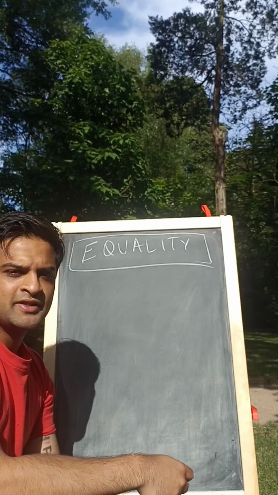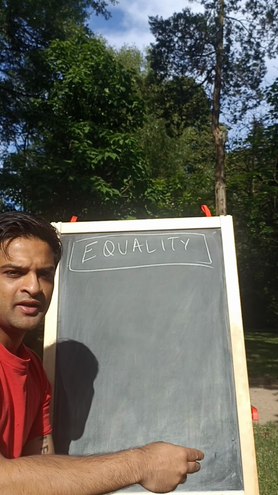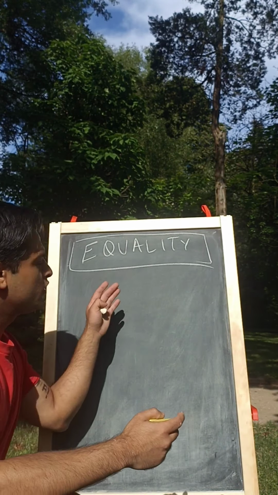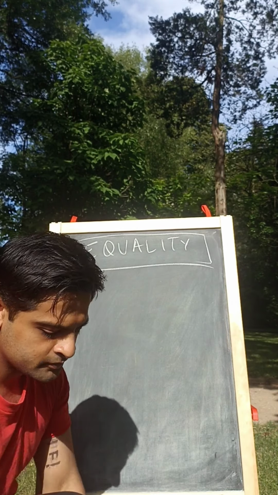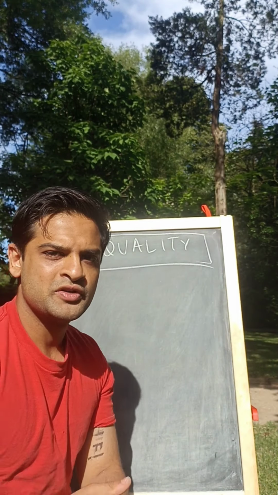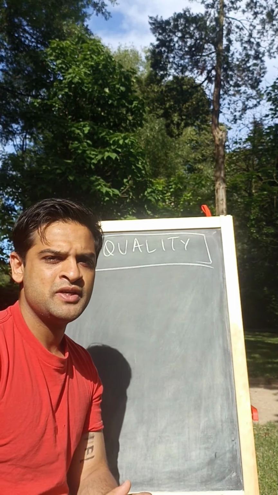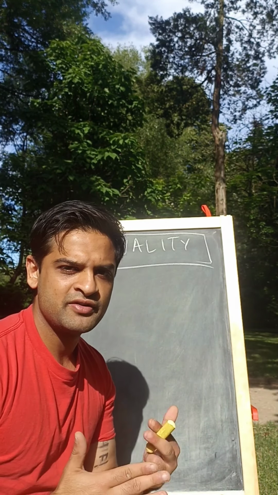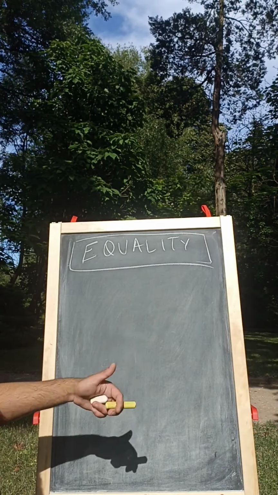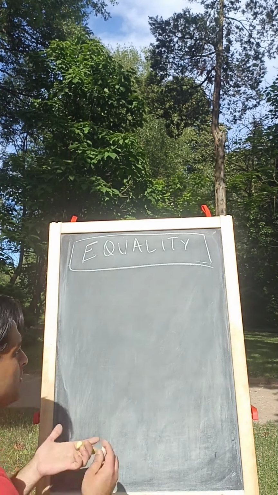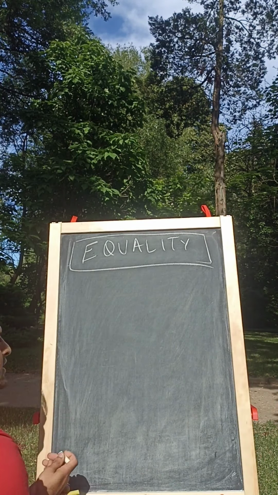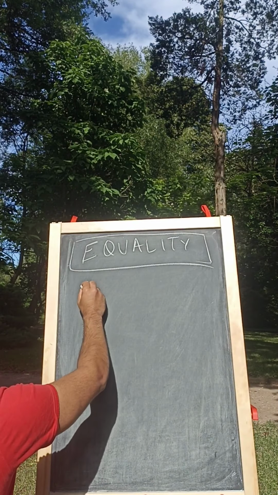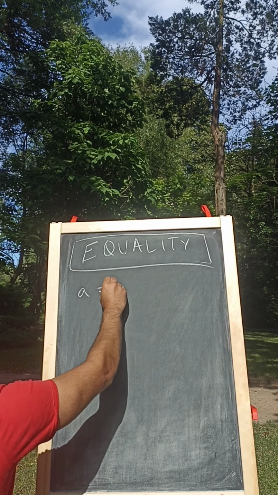In order to explain this, let's begin with something a little different, the concept of equality. The question that we're trying to answer here is, what does it mean for two things to be equal? And we're trying to generalize this. Let's begin with something really obvious. For example, A is equal to B.